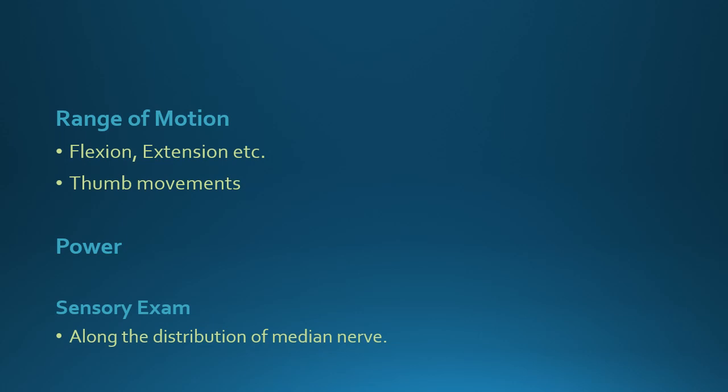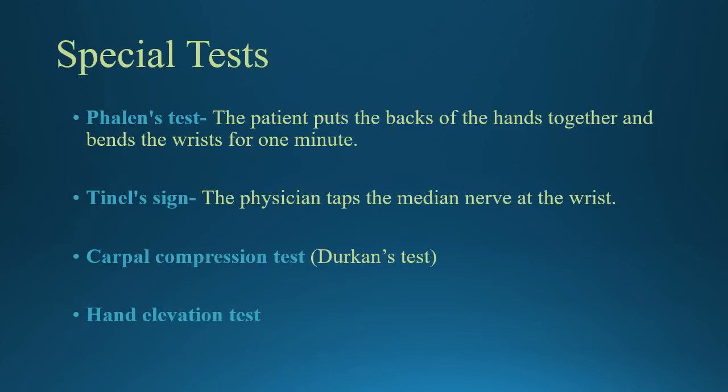You also assess the power by asking the patient to do the same movements, but this time against resistance. Next, you want to do a sensory examination using a cotton tip and working along the distribution of the median nerve. If carpal tunnel syndrome is suspected, there are some special tests that can be carried out.